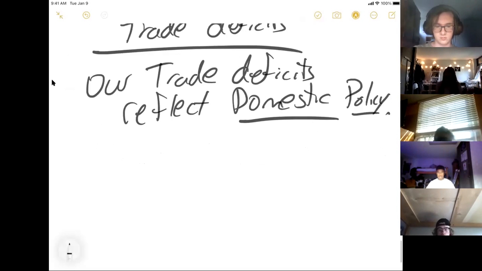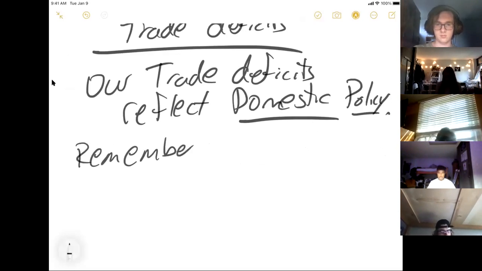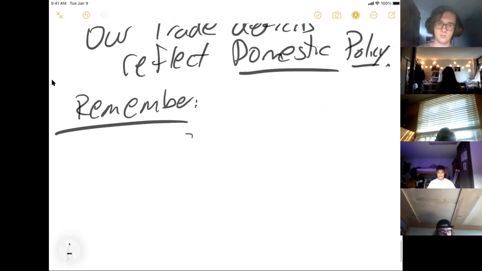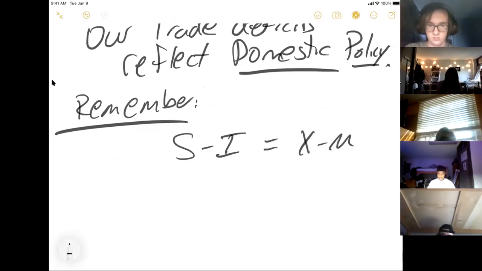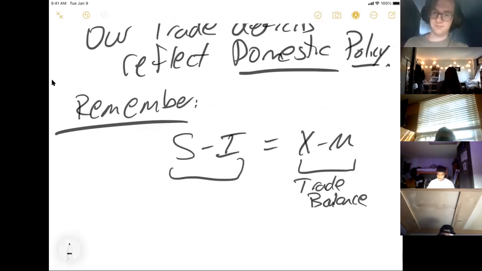They reflect domestic policy. If you remember from earlier in the class, we developed this equation. S minus I is equal to X minus M. Our trade balance reflects the difference between savings and investment.